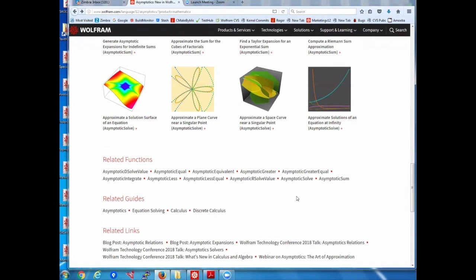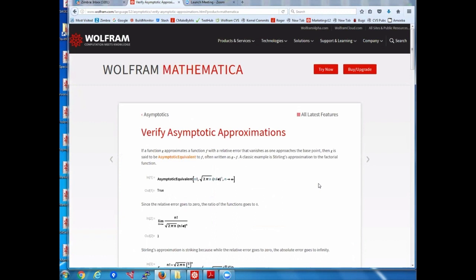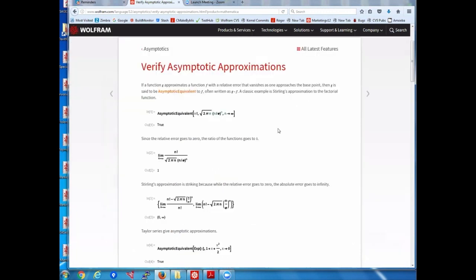So for the first row, for asymptotic relations, I'm going to look at this example for asymptotic approximations. And the function over here is AsymptoticEquivalent, which compares, in this case, the factorial sequence and the Stirling approximation. Now, Stirling's approximation was discovered by Stirling in 1730, but in fact, the history is that Abraham de Moivre discovered it in 1730, but he could not fix the constant in the formula.